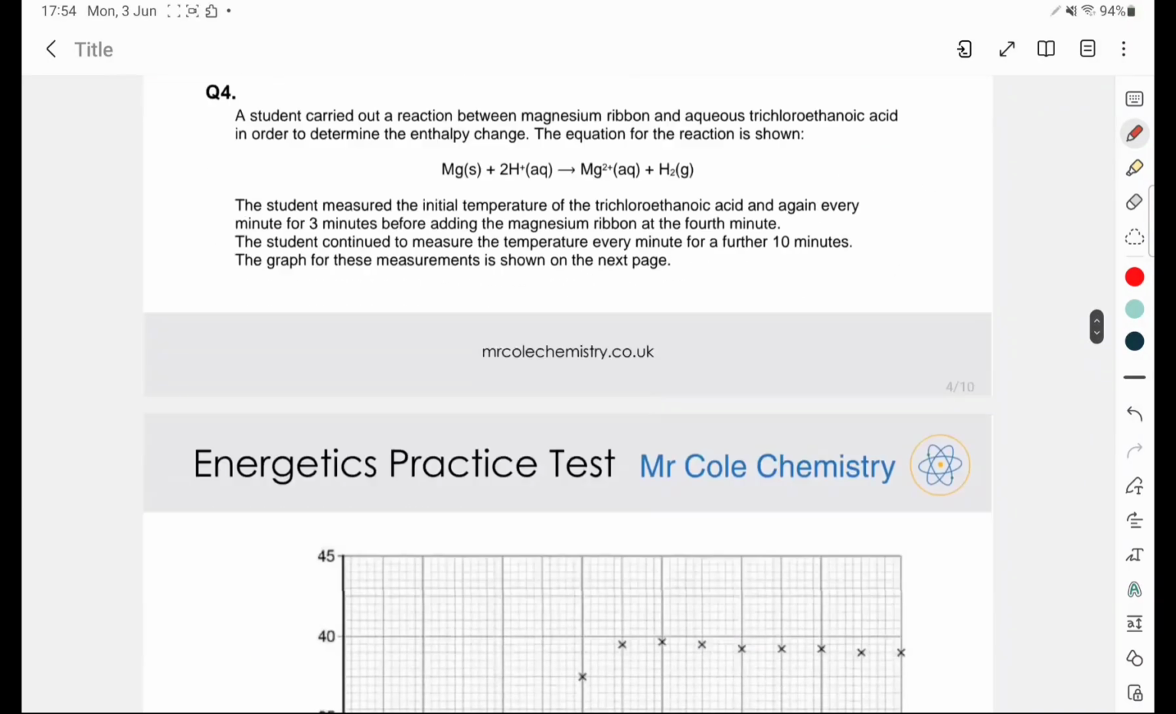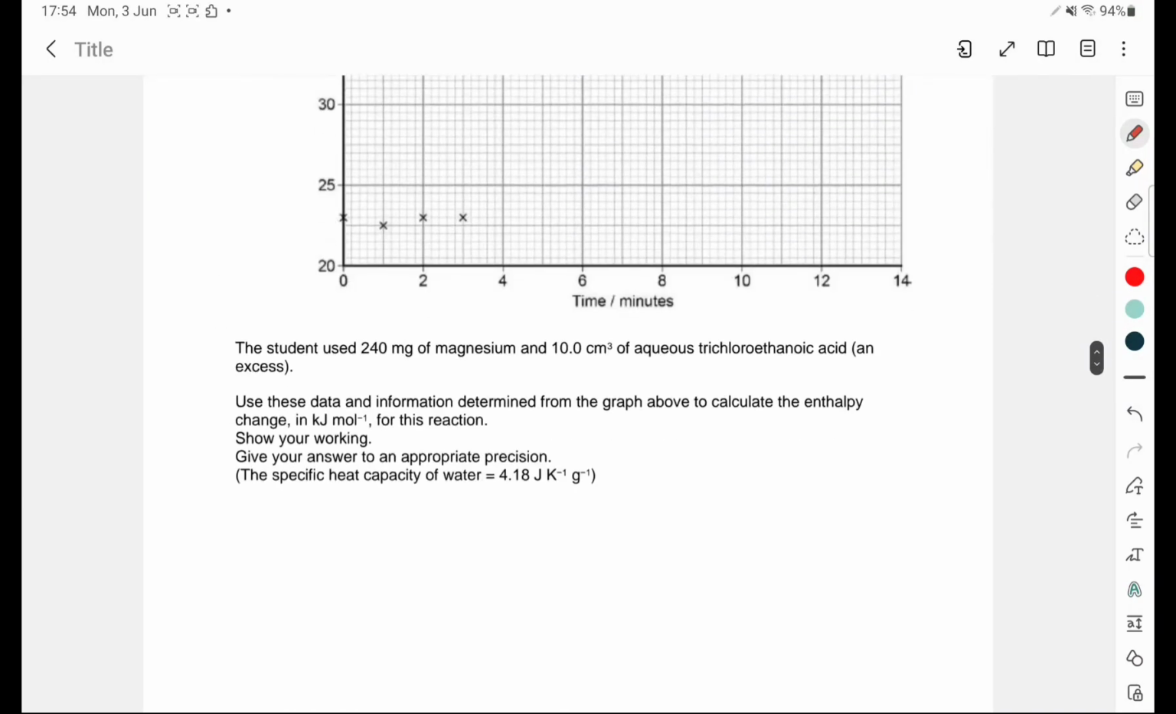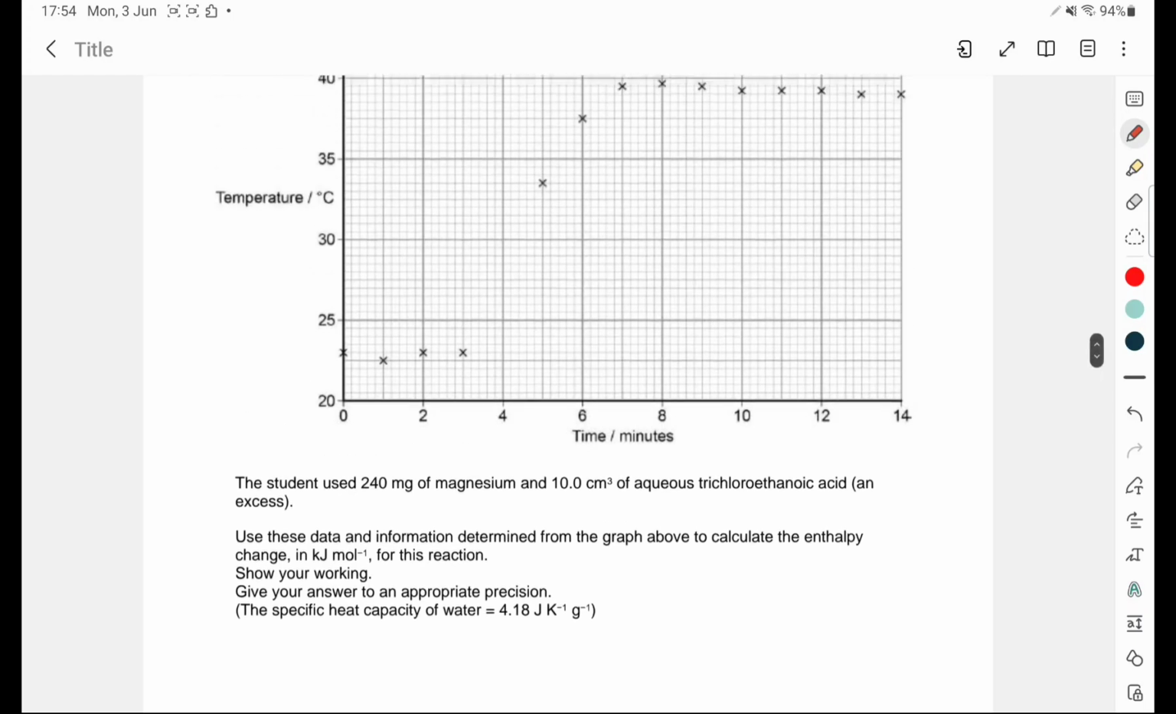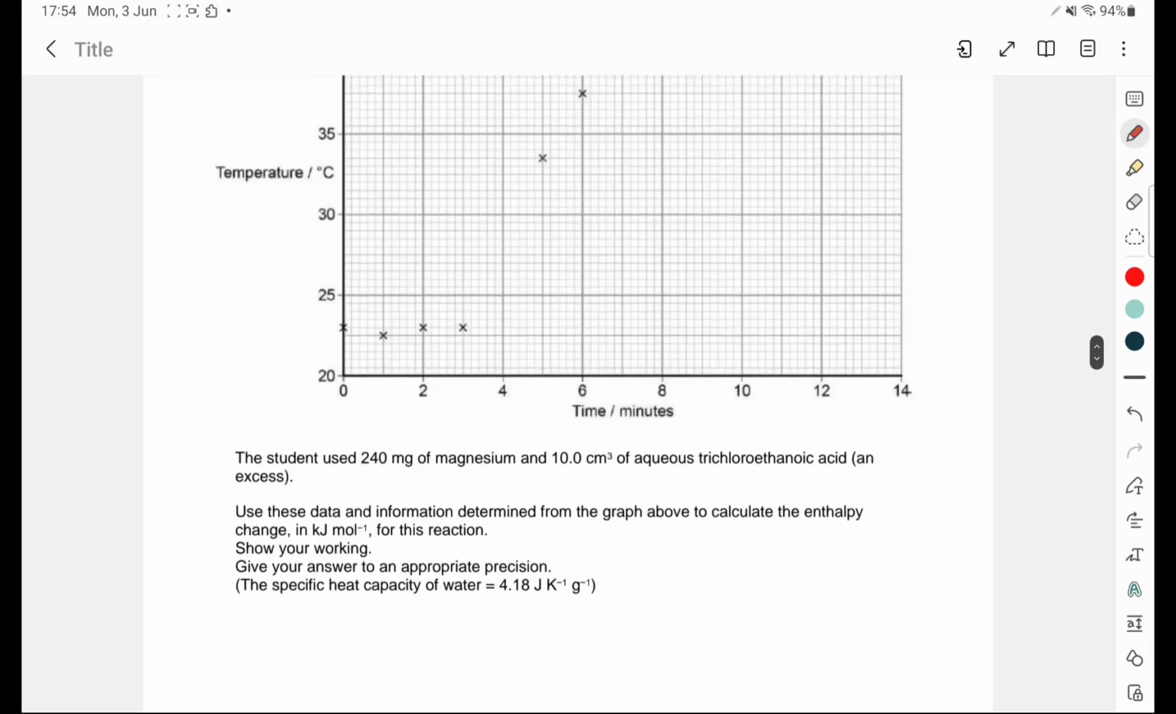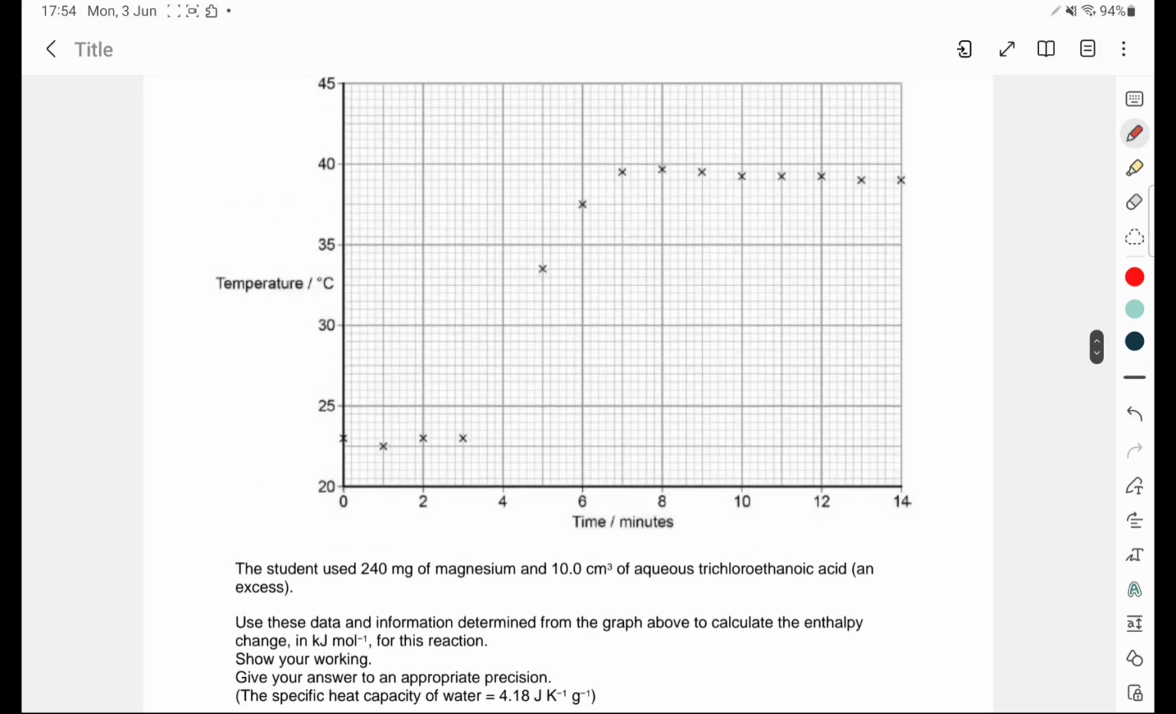Okay, so question 4 is a calorimetry question. There's a couple of different steps involved in a calorimetry question. The first thing that you have to do is use mc delta T to work out the energy change of the reaction. In order to do that, though, we have to use the graph in order to work out the temperature changes. Now, this sort of temperature change graph is useful because it allows you to work out what the temperature change would be despite the fact that there was heat loss occurring in the reaction.